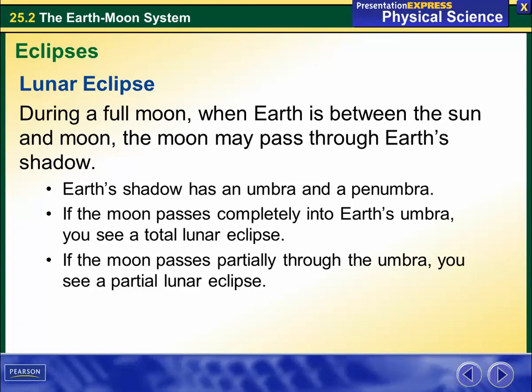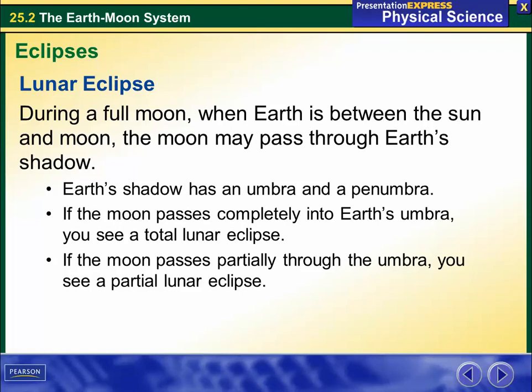During full moons, when Earth is between the sun and moon, the moon may pass through Earth's shadow. Earth's shadow also has an umbra and a penumbra. If the moon passes completely into Earth's umbra, you will see a total lunar eclipse, and if the moon passes partially through it, you will see a partial lunar eclipse.